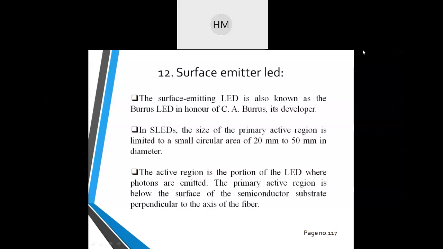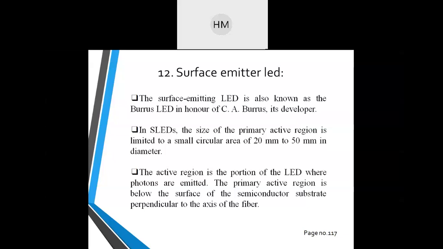Next is the surface emitter LED structure. Okay, which is known as SLED. Surface emitter LED is also known as Burrus LED in honor of the developer of this LED, C. A. Burrus. In SLED, the size of the primary active region is limited to a small circular area of 20 mm to 50 mm in diameter.